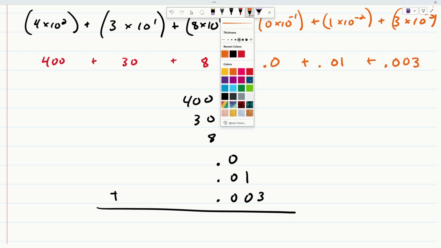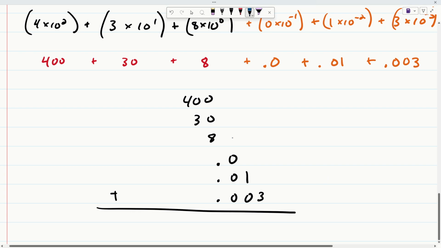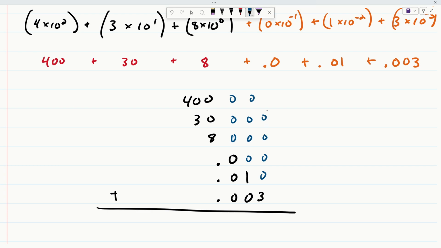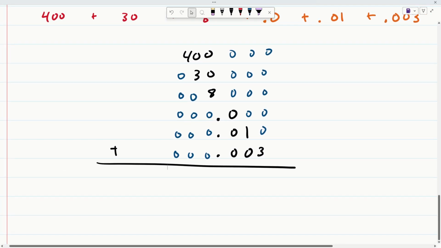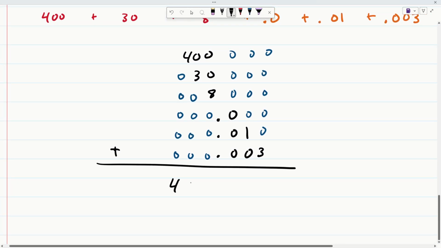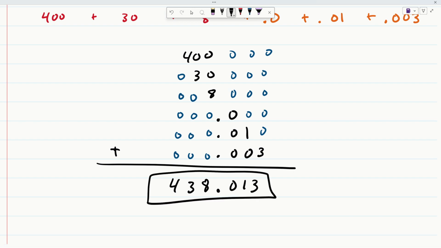I'm going to go ahead in blue and just add a bunch of zeros just to keep my place values all in order. And hopefully you can develop an intuition on how these place values in our numbers actually work. So if we just added straight down the columns, notice we would get the same exact thing.